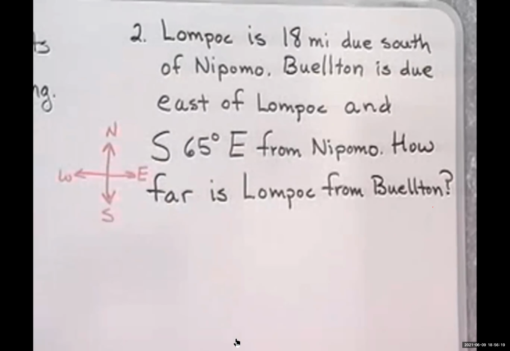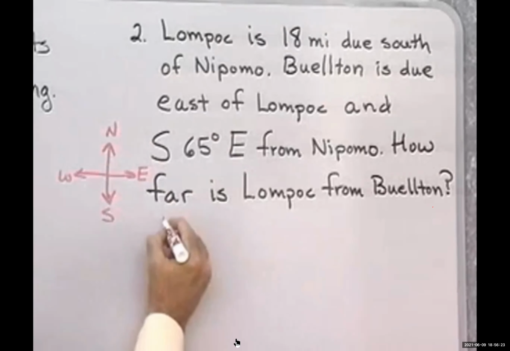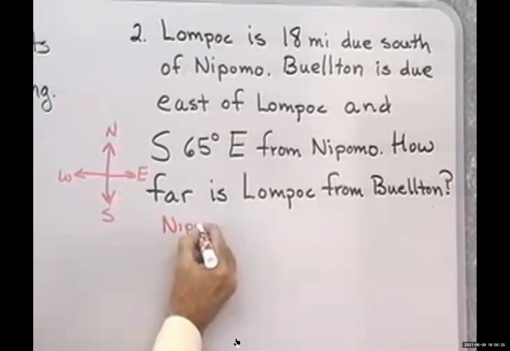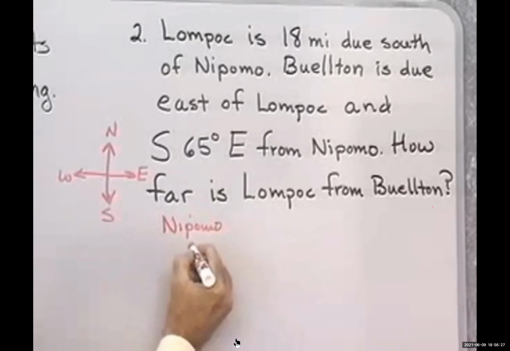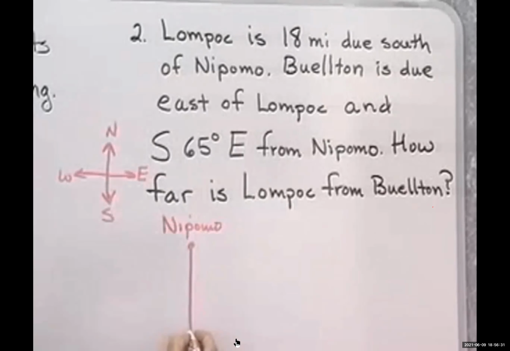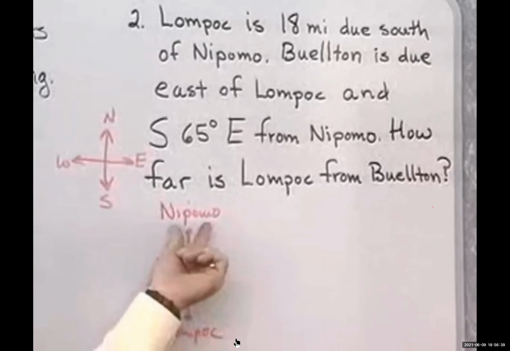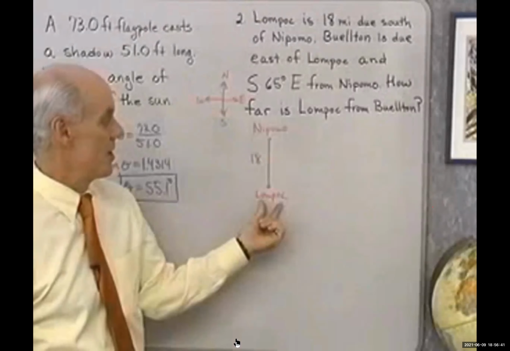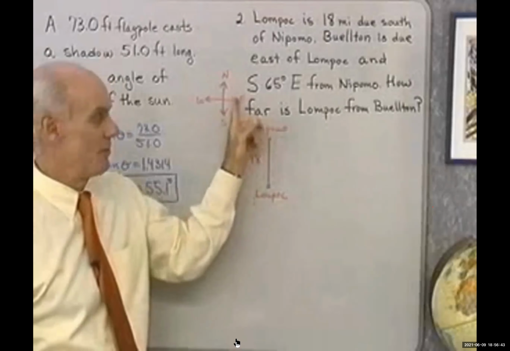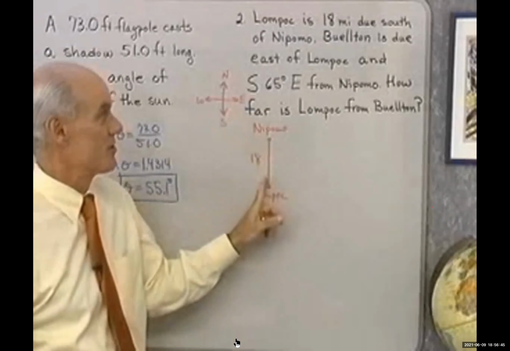Now let's see, Lompoc is 18 miles due south of Nipomo. So I'm going to put Nipomo over here. Okay, and then Lompoc is going to be 18 miles due south of that. So that'll be 18 miles, and this will be Lompoc. Okay, now, so here's Nipomo, and Lompoc is 18 miles due south. And I'm using my little reference thing right here to get these things lined up just right.